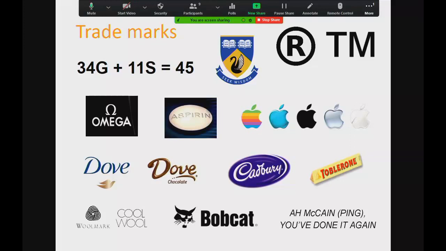You'll see a nice little equation. I thought I'd chuck an equation in, being that we're in the engineering department here. 34G plus 11S equals 45. Can anyone solve that algebraic equation? Probably not. It's a bit spurious.